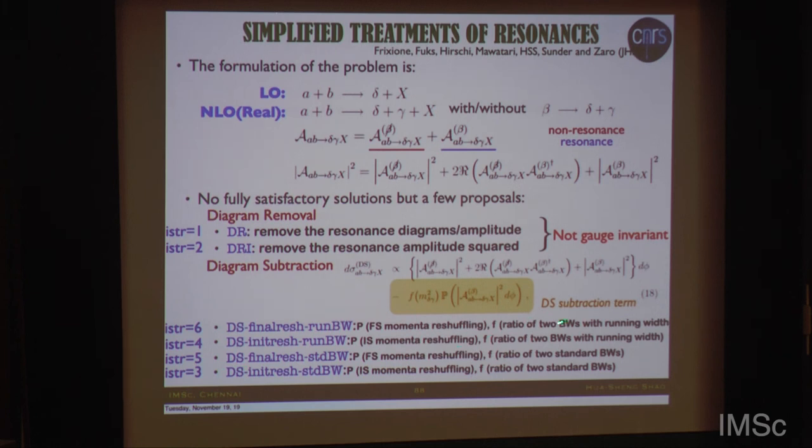You see ratios of two Breit-Wigners with running widths, with not running widths, standard Breit-Wigners, and final state momentum shuffling, initial state shuffling, you have different combinations, okay? And there are different evaluations of these. And there's no way that you can argue which one is better than the others, okay?